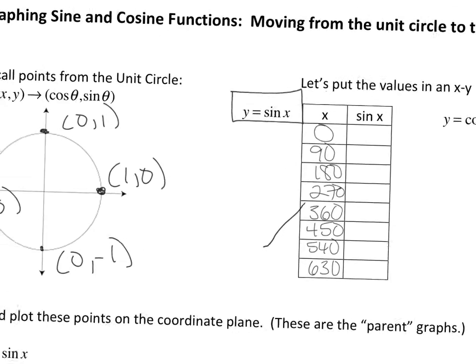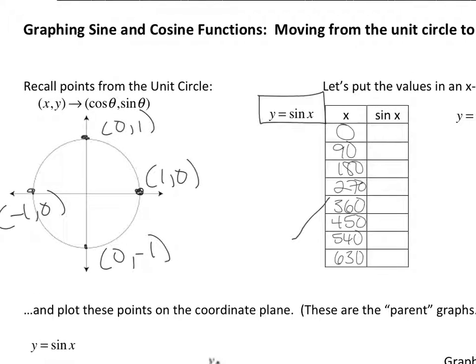So now we're going to take a look at the sines of these angles. Again, remembering that sine is the y-coordinate. So the sine of 0 right here is 0. The sine of 90 is 1. The sine of 180 is 0. The sine of 270 is negative 1. And these values just keep repeating as we go around the unit circle.